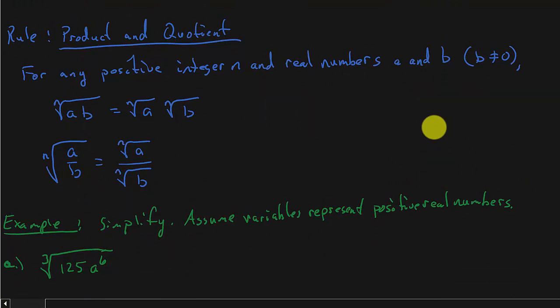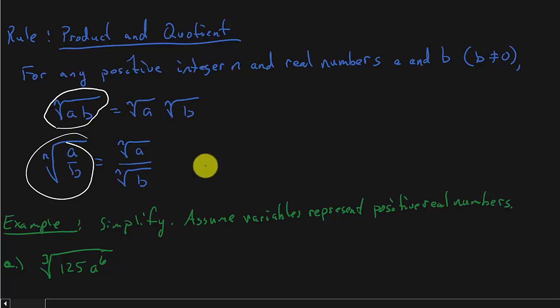Product and quotient rules. So for any positive integer n in real numbers a and b, where b is not 0, the nth root of ab is the nth root of a times the nth root of b, and the nth root of a over b is equal to the nth root of a over the nth root of b. So all this is saying is that if you have some stuff multiplied or divided underneath a single radical, you can split it up into separate radicals. Or if you have stuff in separate radicals, you can put it back up underneath one radical.